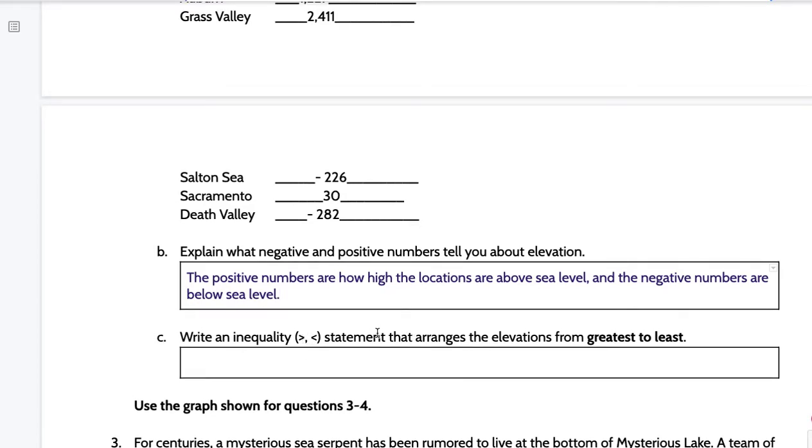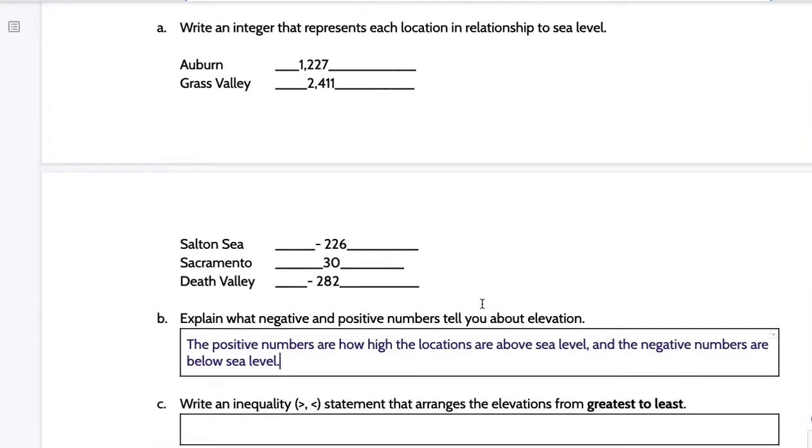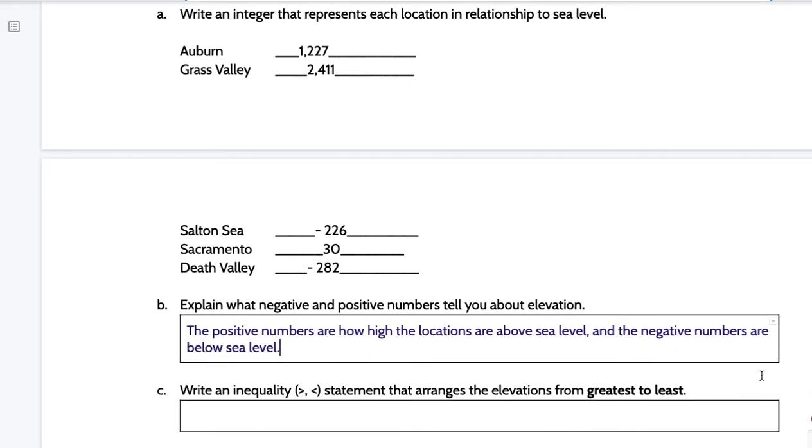Write an inequality statement that arranges the elevations from greatest to least. From the right to the left on a number line, greatest is on the right, least is to the left. First I'll put them in order: 2,411, then 1,227, then 30, then negative 226, and then negative 286, because negative 286 is farther away from 0, more to the left.